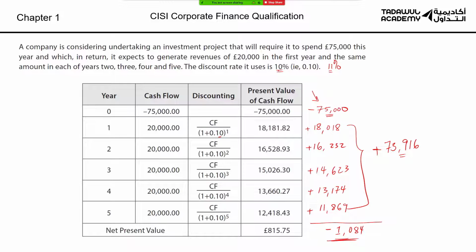If the discount rate is 10% and below, it's going to be 815. Keeping this concept in mind, I'm just going to write these down. So at a discount rate of 10%, our net present value is 815. And at 11%, our net present value is 1,084 negative.